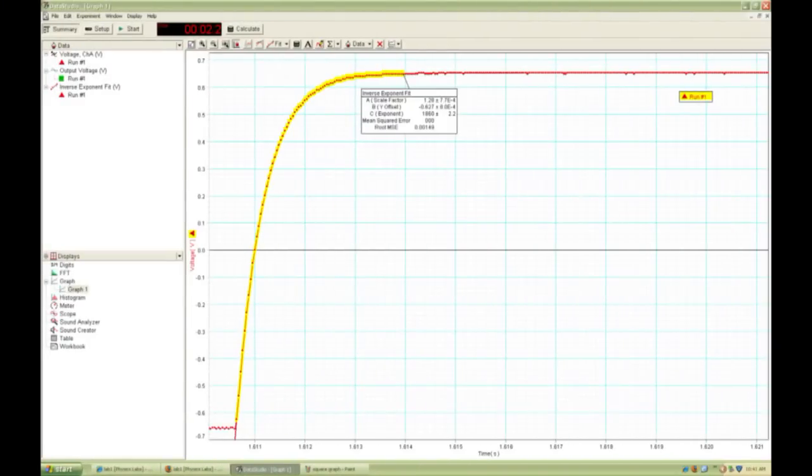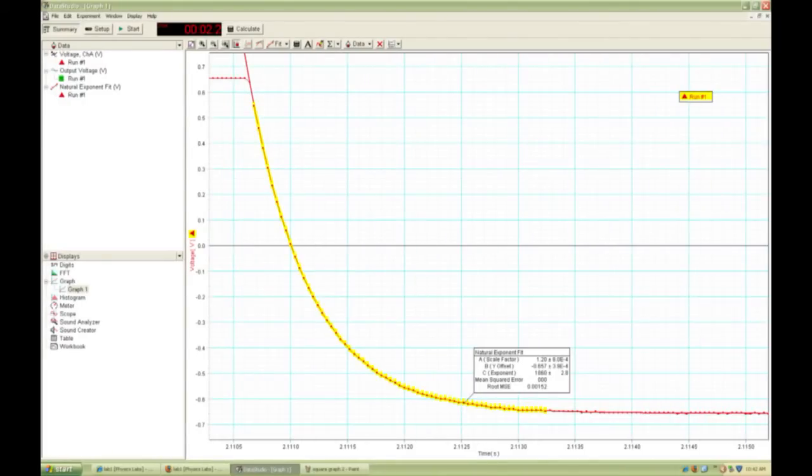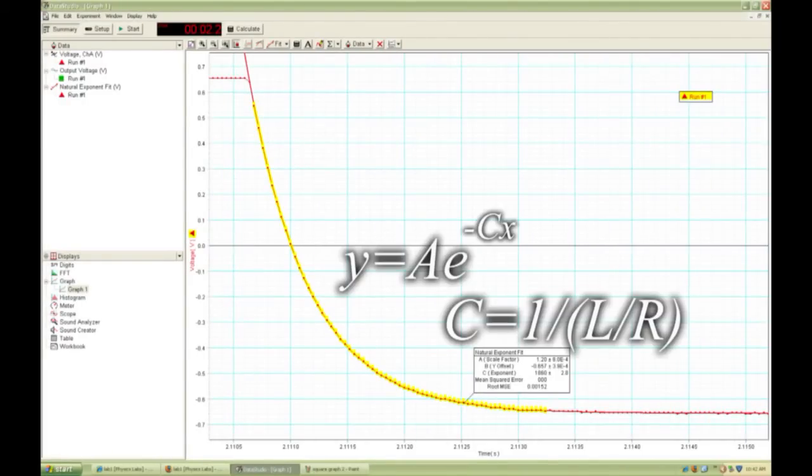But a close examination of the leading edge, zooming in, shows that the inductor slows the rate of change of the current. By fitting an inverse exponential function, you can determine the time constant, L over R. Close inspection of one of the dropping edges shows that the current decays as a natural exponential curve. Again, we can get the time constant.